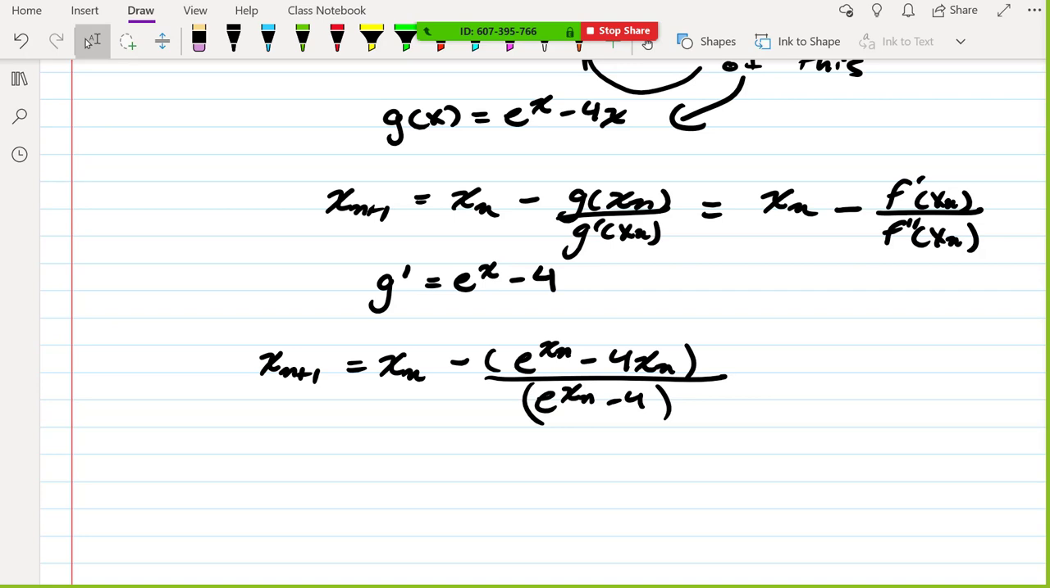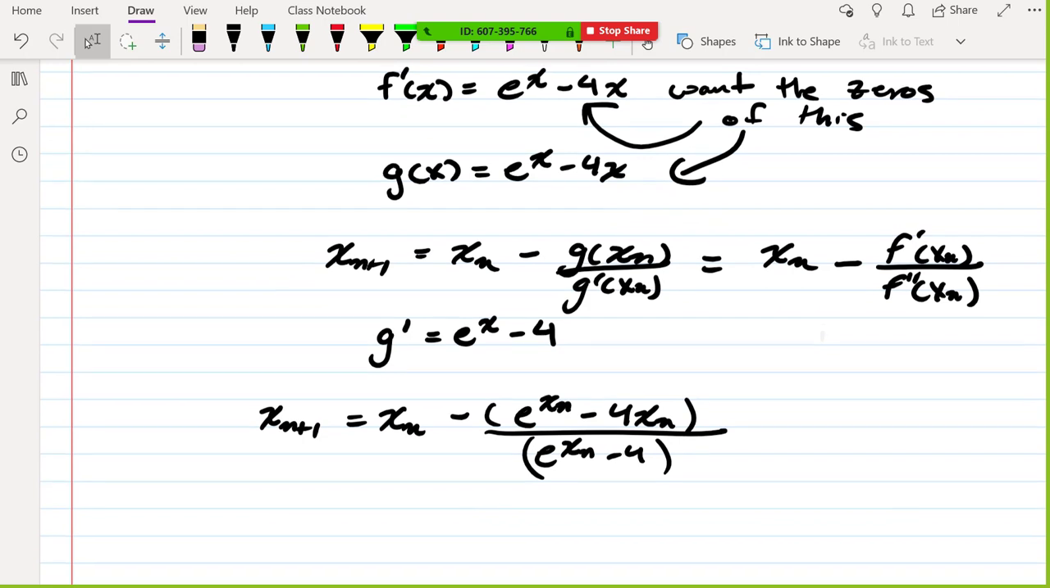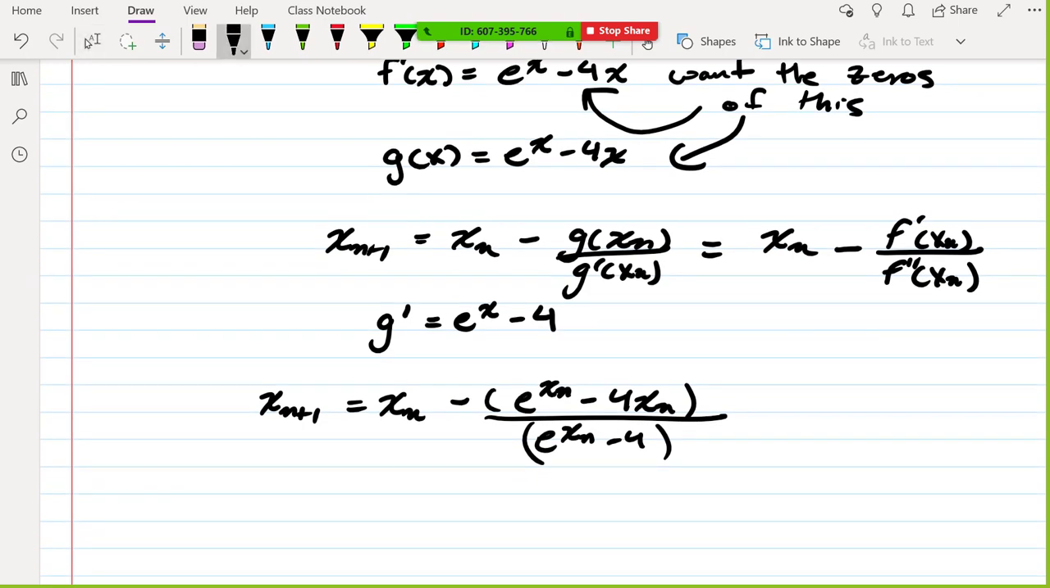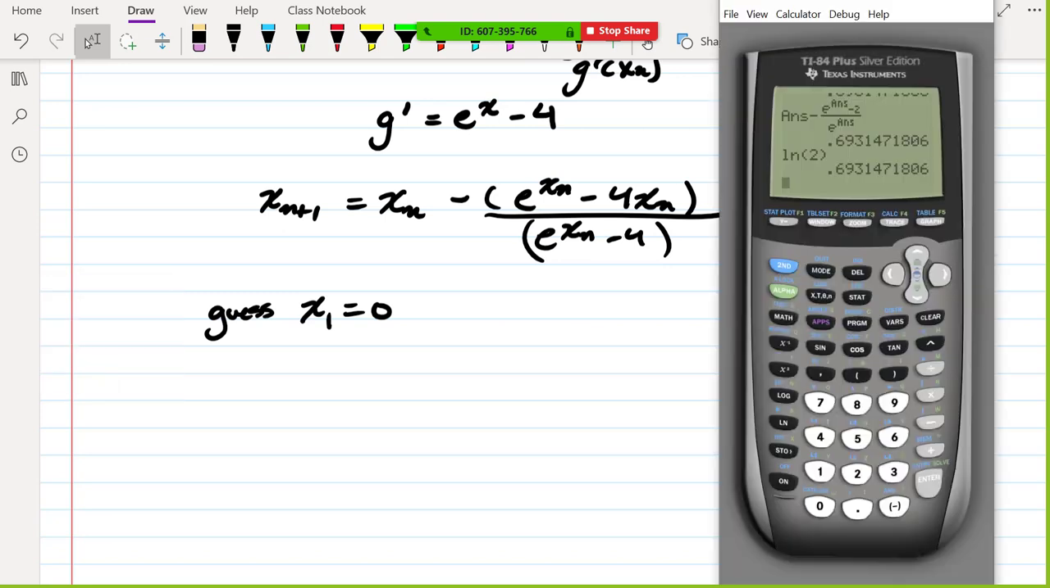Well, if we were to look at this, we want to know, when does the derivative equal 0? So when would e to the x minus 4x equal 0? Well, if we plug in 0, g of 0 would be e to the 0 is 1 minus 4 times 0 is 0, and 1 minus 0 gives us 1. So that's pretty close to a 0. So let's just guess x equals 0. So we're going to guess x1 equals 0. And we're going to put that into our calculator.